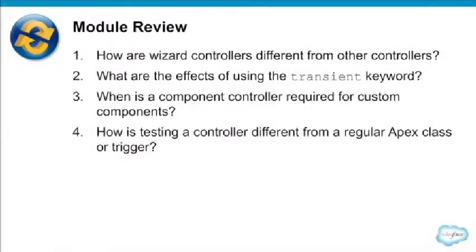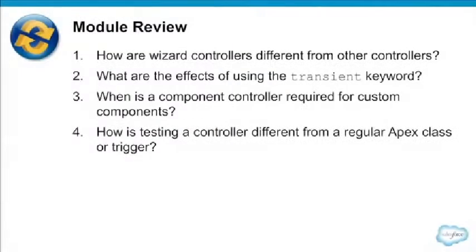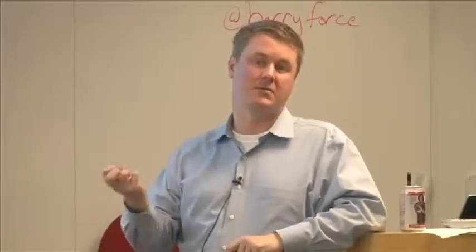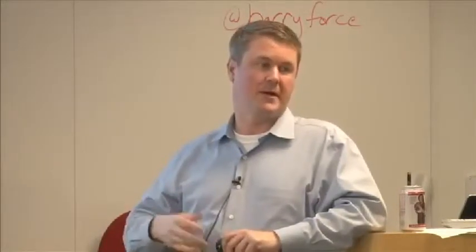So how are wizard controllers different from our other controllers? You have view state, exactly. We're keeping track of state across multiple pages. What is the effect of the transient keyword? To keep that data out of the view state. Why would we use a custom controller on a custom component? What capability would we gain? We could have custom getters. Our custom component might need custom getters to populate it with data, or for that matter, custom setters.